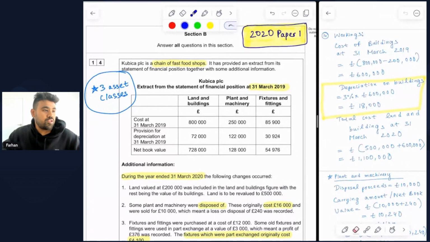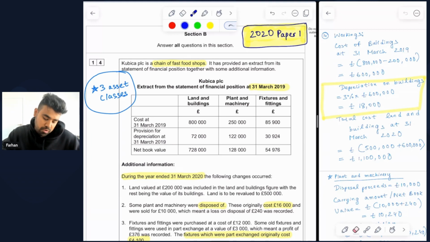Now let's look into the total depreciation section. So starting with the opening balance at 1 April 2019, for land and buildings, we have £72,000. The depreciation expense for the year is £18,000. Where did we get this number from? If you check the workings on the right-hand side, you will see that that depreciation was calculated by applying 3% on the cost of the buildings of £600,000, which gave me £18,000. And land is never depreciated, so that depreciation expense of £18,000 comes from the buildings.